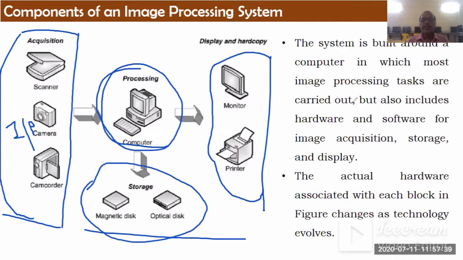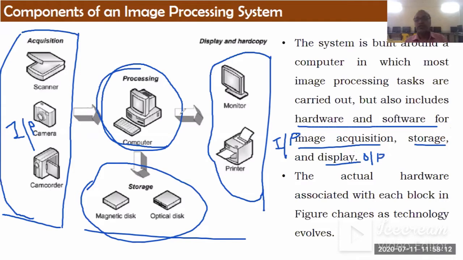So based on that, the system is built around the computer, in which most image processing tasks are carried out, but it also includes some hardware and software for image acquisition, storage, and display. Image acquisition is nothing but for input purposes. Storage is nothing but to store the image, it may be temporary storage, it may be permanent storage. And display is nothing but for output purposes. So whenever you talk about an image processing system, it is centered on a computer.